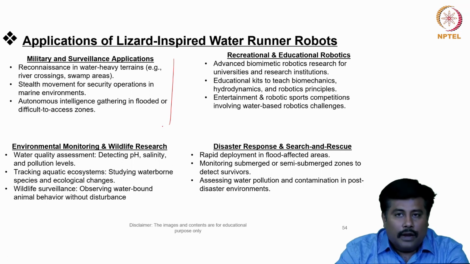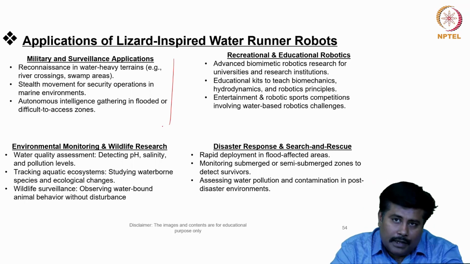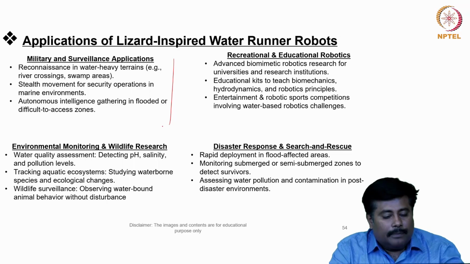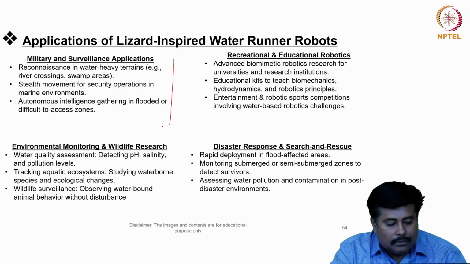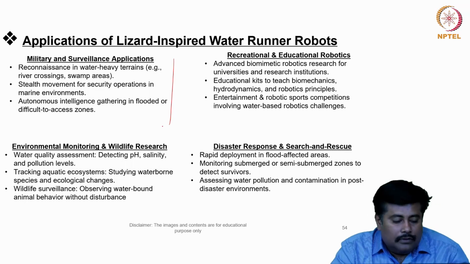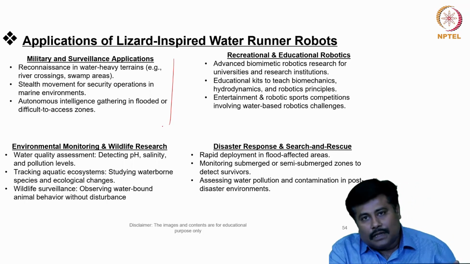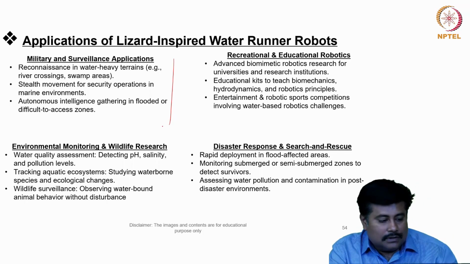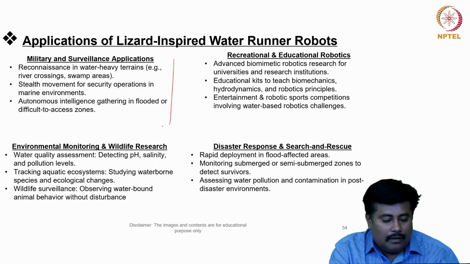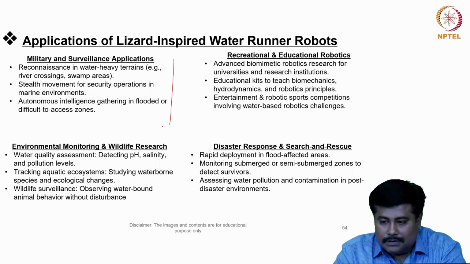From an environmental monitoring and wildlife perspective, sensors can be integrated into such a robot for detecting pH, salinity and pollution level. So basically it can be used for water quality assessment. It can be used for tracking the aquatic ecosystem, so studying waterborne species and ecological changes can be easily done using the system. And then we have wildlife surveillance, where we observe waterbound animal behavior without disturbance.